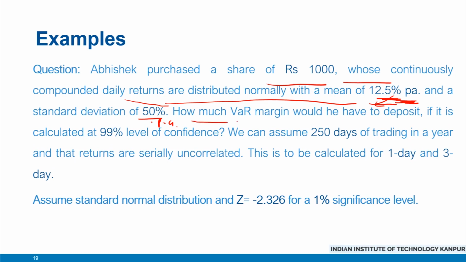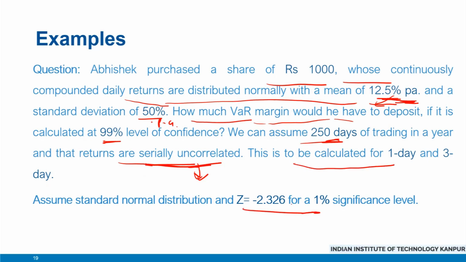The question is how much value at risk, or VaR margin, needs to be deposited if you want to have 99% confidence. Also, it is given that there are 250 days of trading in a year and returns are serially uncorrelated. This is a very important assumption before modeling or employing any kind of distribution, particularly when we are translating volatility across different periods from annual to daily and so on. Now we are supposed to compute the VaR margin for a 1 day and 3 day period, and it is given that the Z value corresponding to the 1% significance level is minus 2.326.